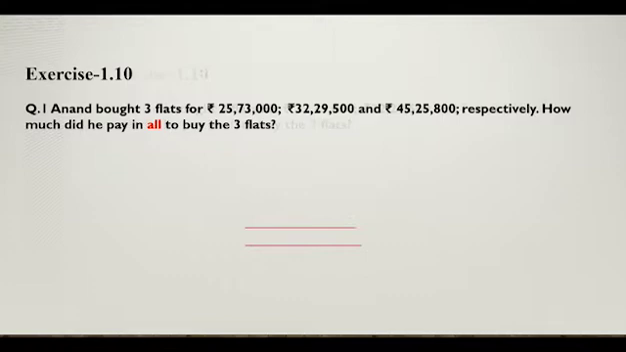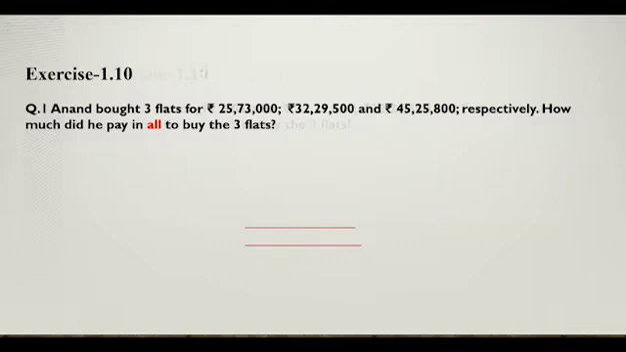Students, if words such as total, sum, all, more, increase, altogether are given in a word problem, it means the sum is of addition. And if words such as left, less, decrease, how much more, difference are given in the sum, it means the sum is of subtraction. Apart from that, you have to understand the meaning of the word problem.